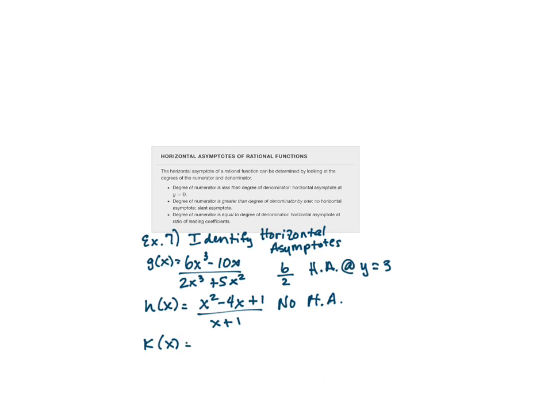Last one, k of x equals x squared plus 4x over x cubed minus 8. Horizontal asymptote at 0. Why? The denominator wins. Again, I bring one donut and divide it against a whole bunch of you. You're not getting much. Horizontal asymptote at y equals 0.